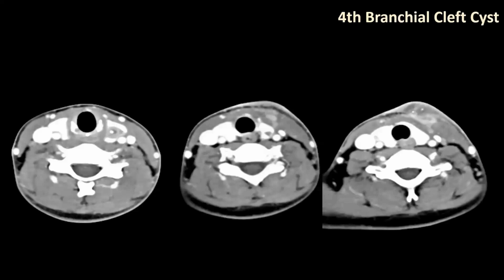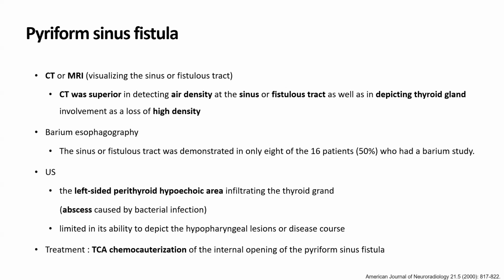CT shows an abscess at the left thyroid and inflammation of surrounding tissue. The patient was cured after treatment with TCA application to the left piriform sinus opening along with the lesion excision. In piriform sinus fistula, CT is better than MRI because air is important for diagnosis. If you see a fistulous tract, it is easy to diagnose, but it is not always visible. It is often found due to frequent inflammation on the left side.